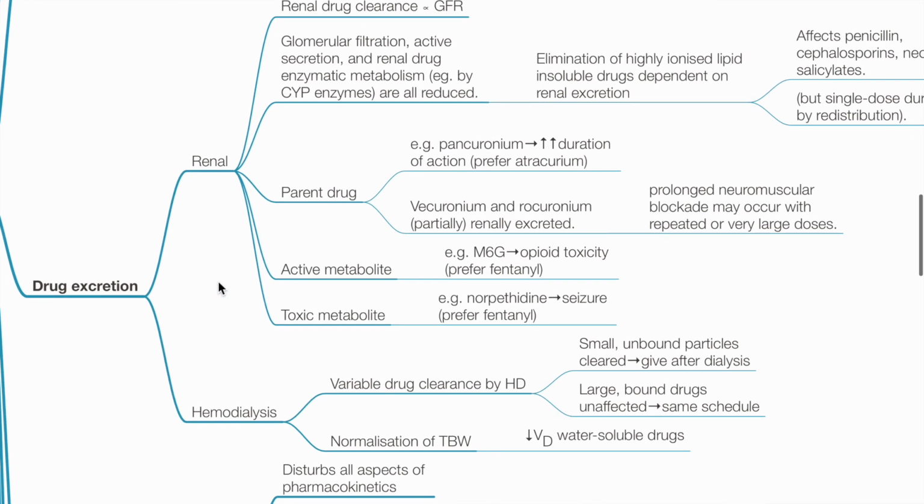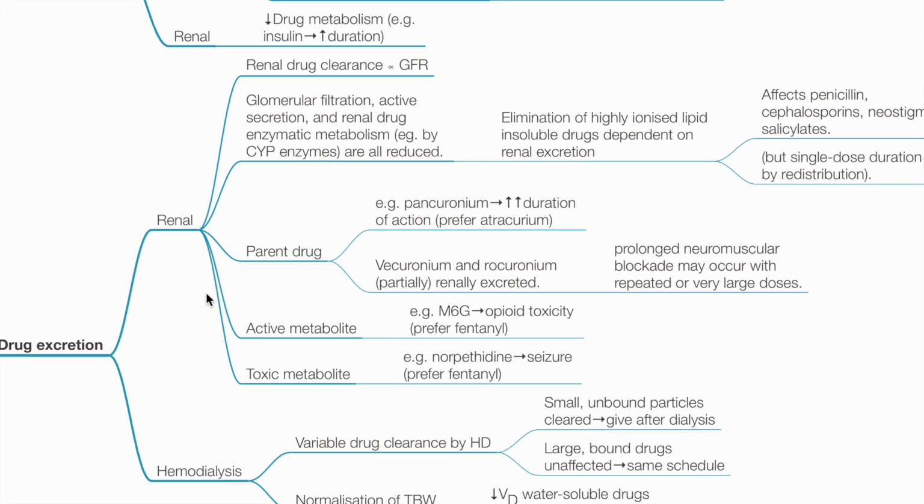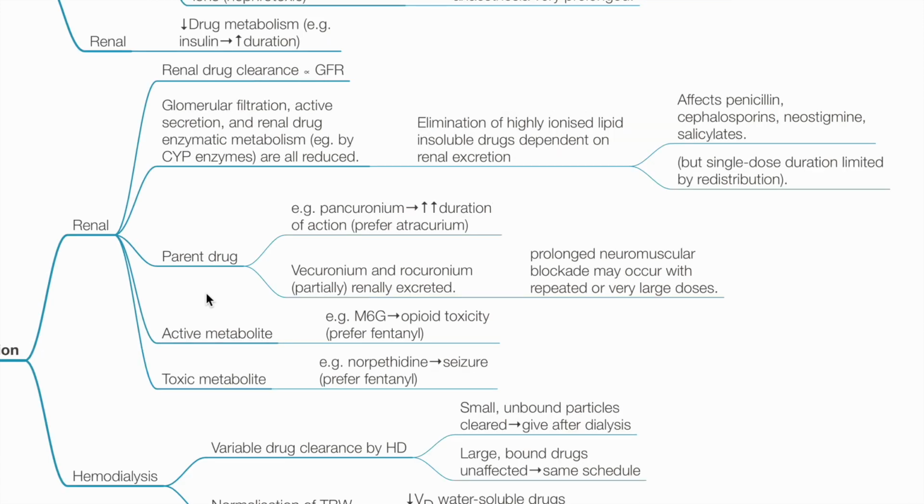Drug excretion. Renal drug clearance is proportional to GFR. GFR, active secretion, and renal drug enzymatic metabolism are all reduced in CKD. This prolongs the effects of drugs such as penicillin, cephalosporin, neostigmine, salicylates, pancuronium, vecuronium, rocuronium, morphine, and pethidine.